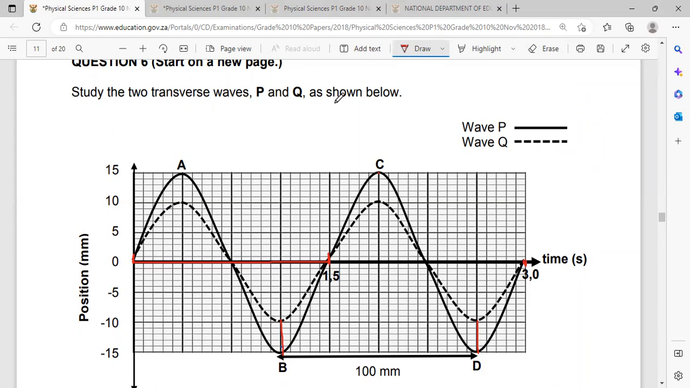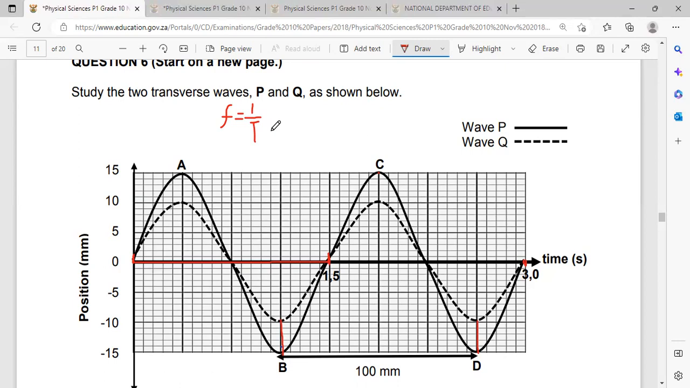So we're gonna focus on wave Q, the dashed line, and we're gonna try to get its frequency and its speed. From the formula that I showed you, you remember that frequency is equal to 1 over the period. You remember this equation?